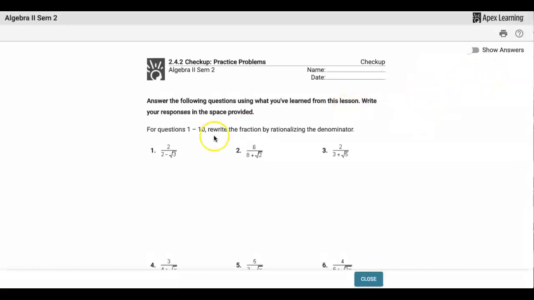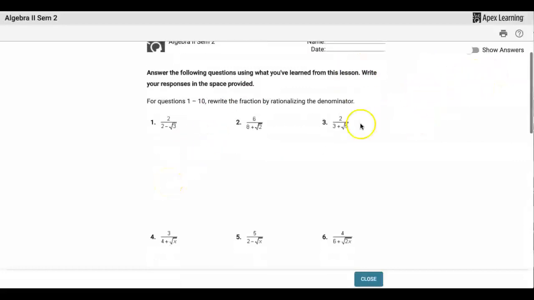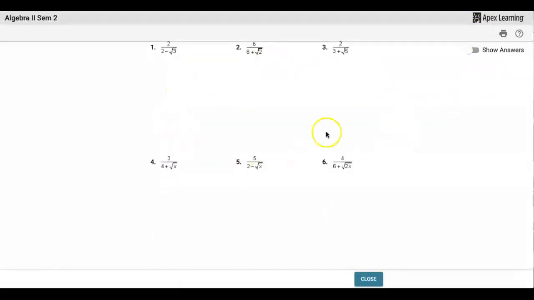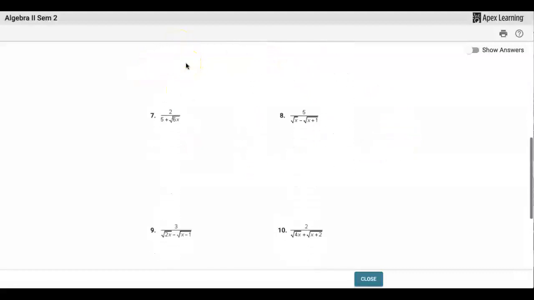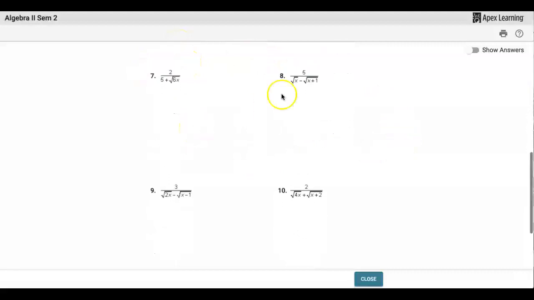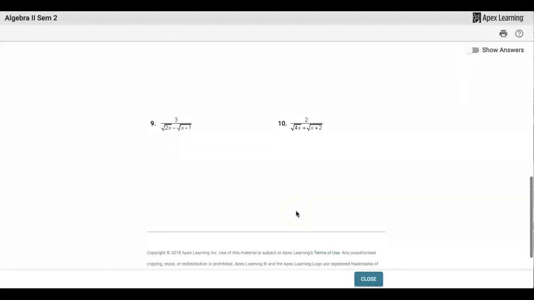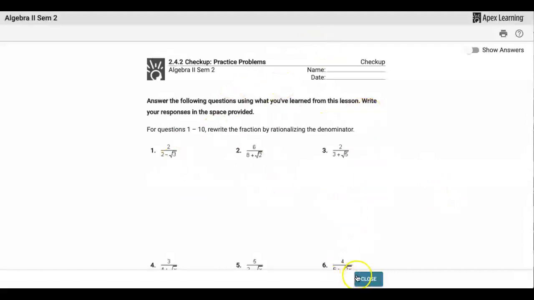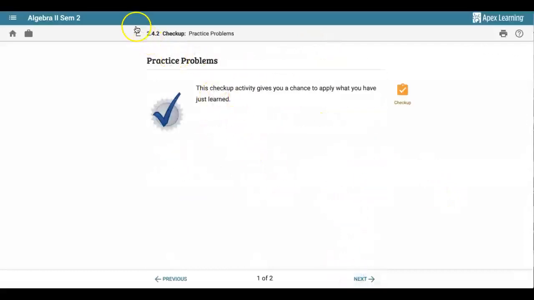All right, so for these questions, write the fractions by rationalizing the denominator. Realize that all of these have multiples, so you're going to have to figure out what its conjugate is, then multiply by its conjugate and continue that process through. When we get to 8, 9, and 10, we start to deal with ones that have multiple radicals, but again, you're still just looking for its complex conjugate. Hopefully not too difficult, but I really suggest you try some of those before you go on.